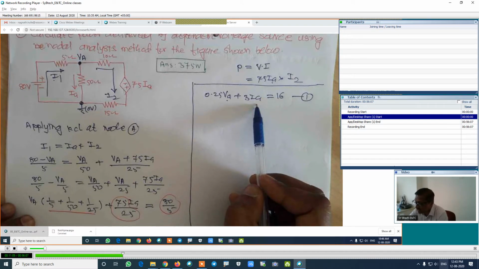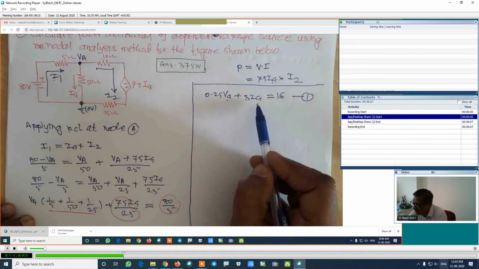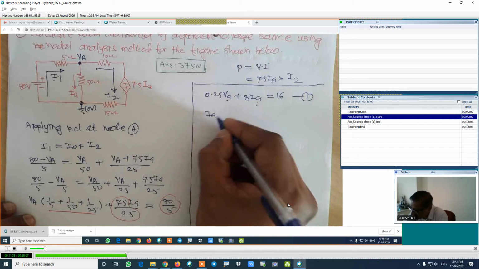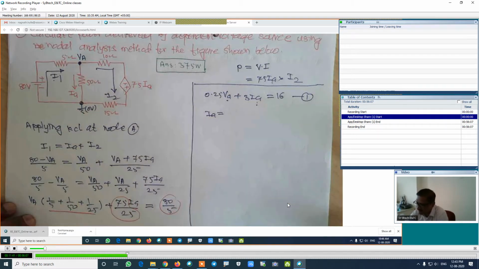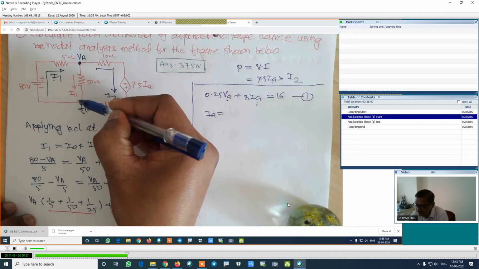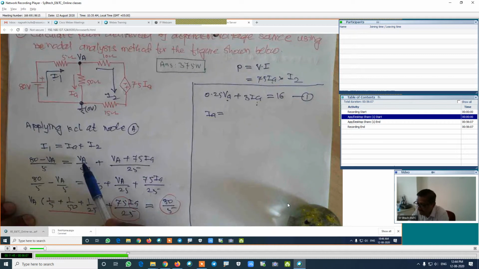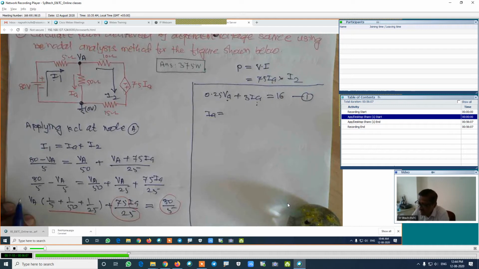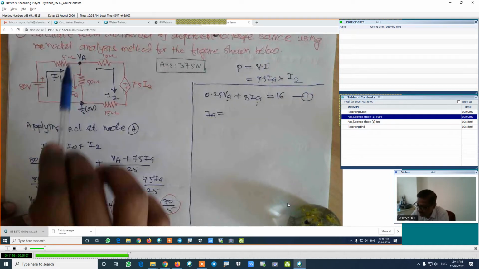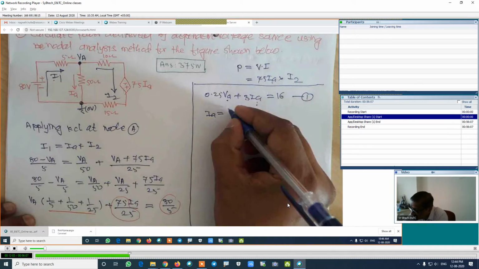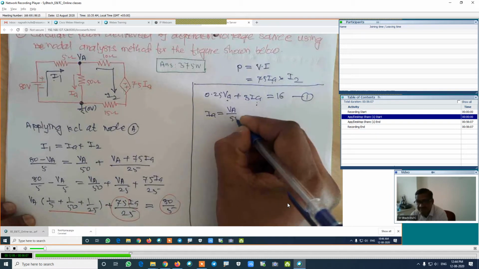Now here we have to prepare another equation, an equation for VA in terms of IA. Look carefully. In this branch we have already calculated the current, which is IA, and that value is VA upon 50. Because this is one equation, we want another equation for IA only in terms of VA. Already we have obtained it: IA is equal to VA divided by 50.